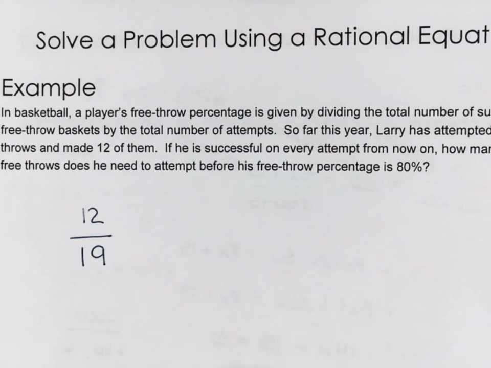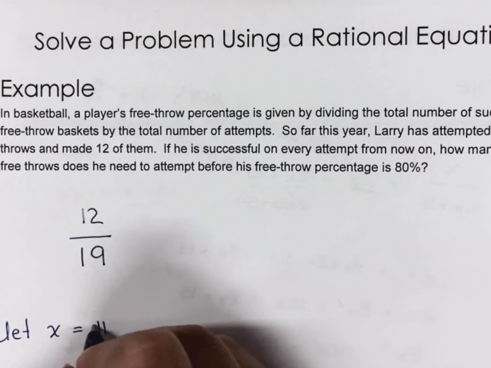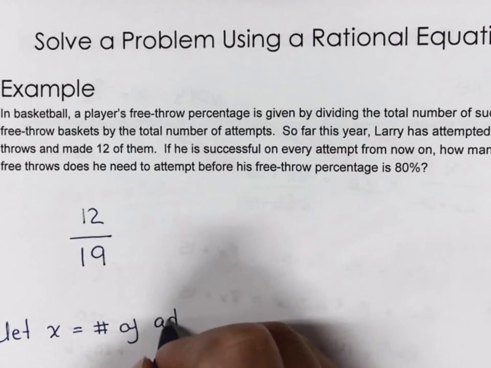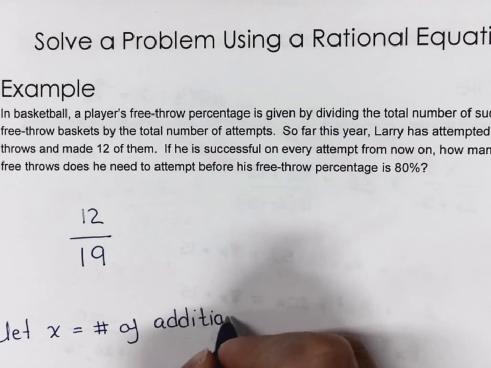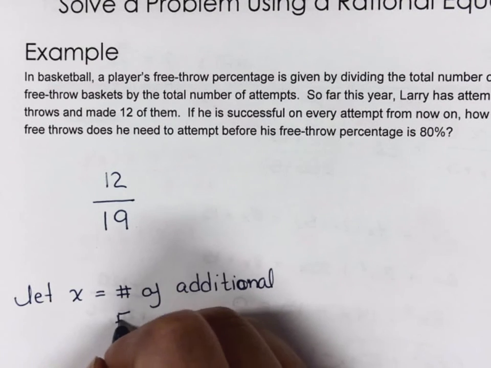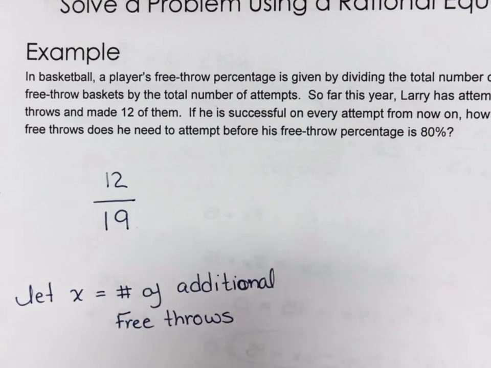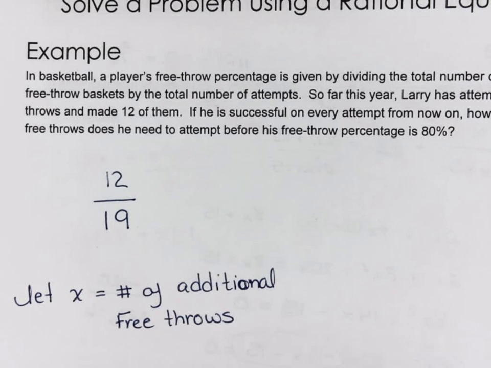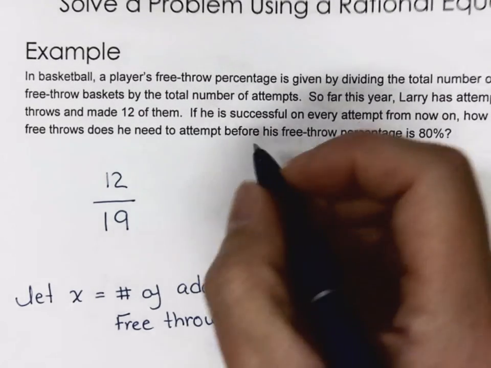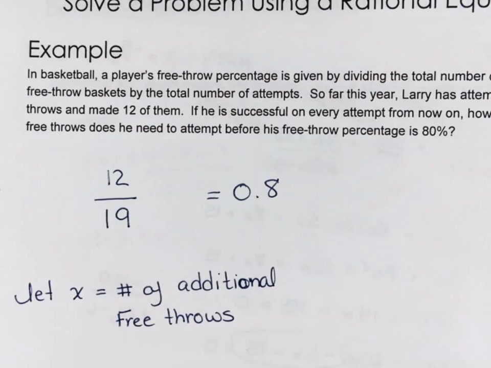Oh, I like where your head's at. Let X equal the number of additional attempts. What does it need to equal, ladies and gentlemen? What does he want to get? 80%, so we need it to equal 0.8. Everybody agree with that? Because he wants 80.